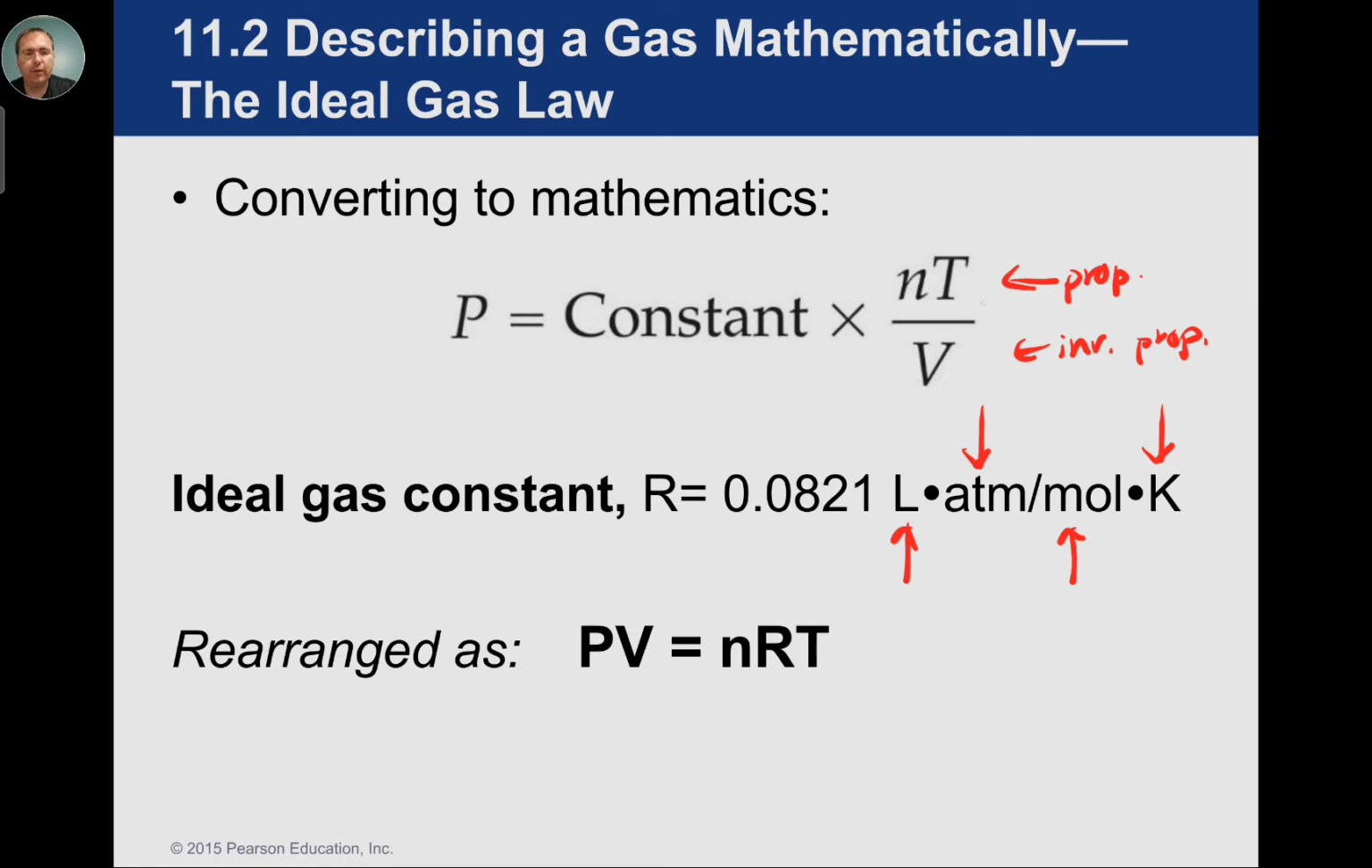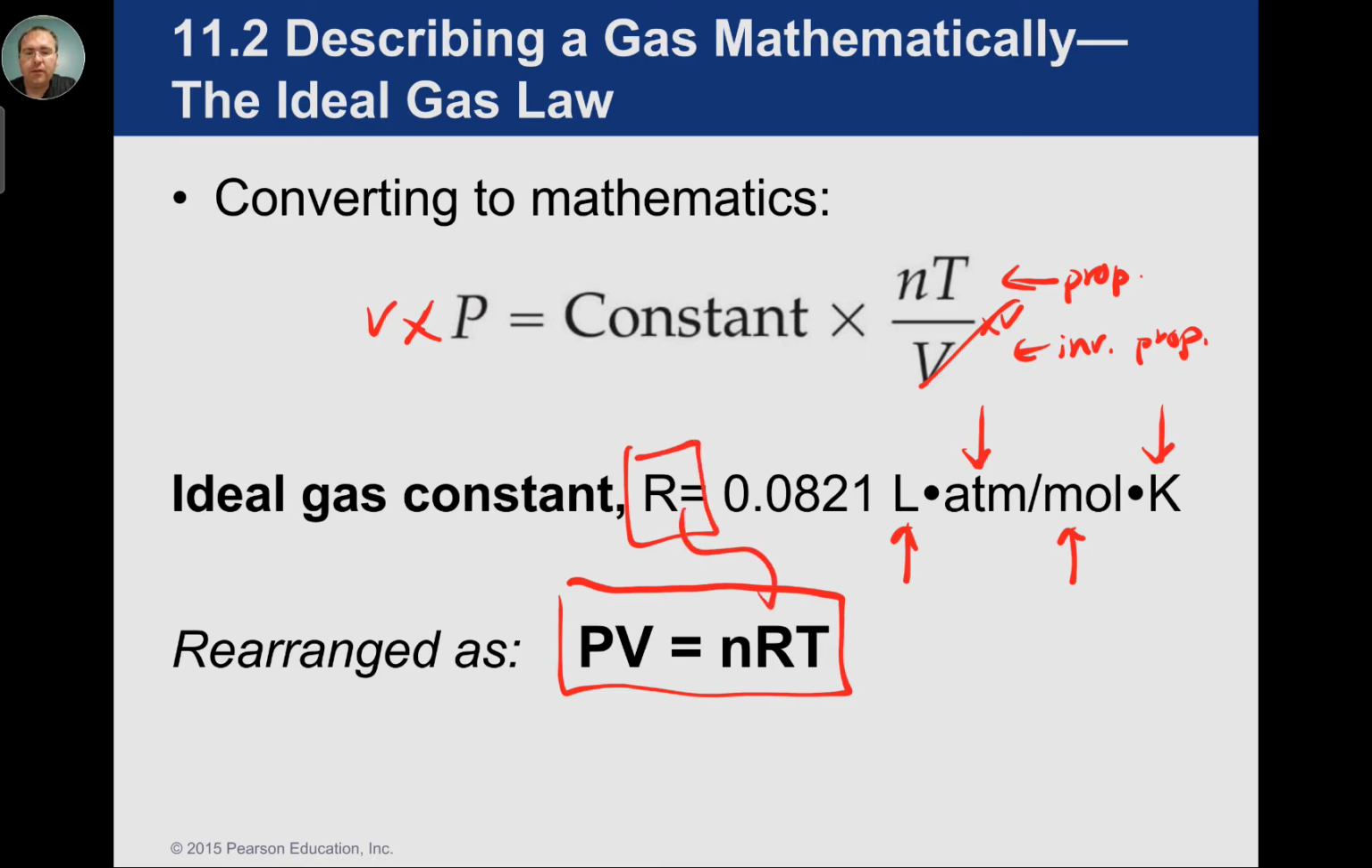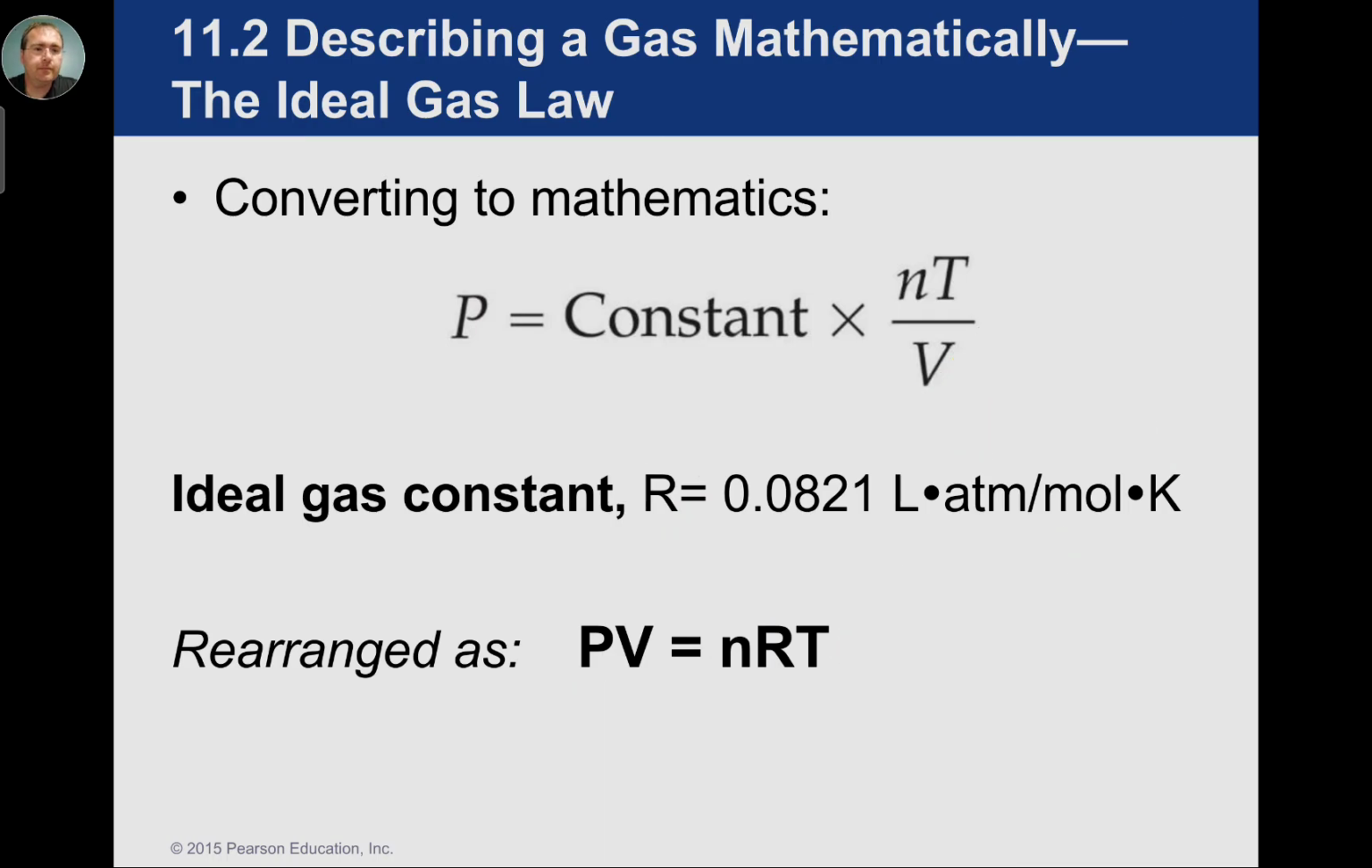Oftentimes we rearrange the equation by timesing both sides by V. And when you do that, V's cancel over here and we get PV equals nRT. This is the one I'll give you on the exam. In this case, the final exam, last 5 questions. I'll also give you R on the exam. So if R is plugged in, you're going to have 4 variables. The problems are going to give you 3 of those 4, and then you solve for the missing one.